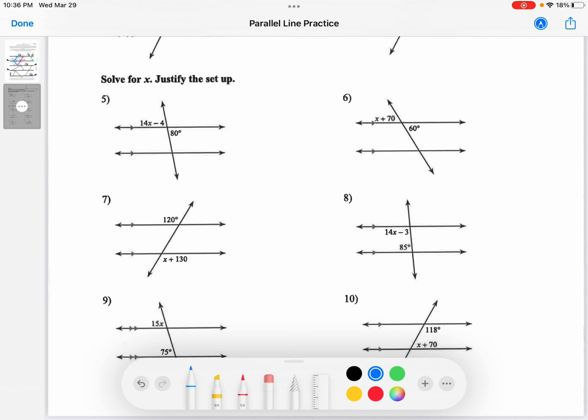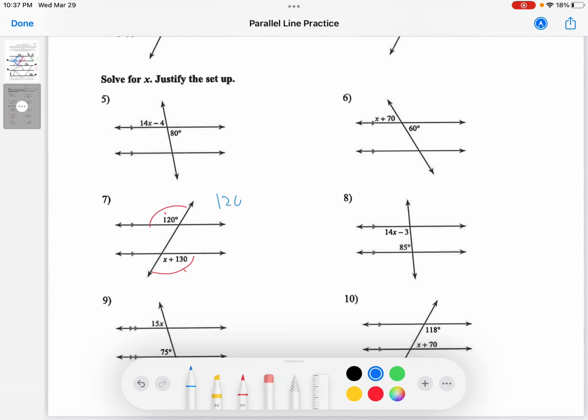Now, for 7, we know that this angle and this angle, they're both going to be the same. You can get that either by the fact that they look the same, right? Big angle, and big angles will always be equal to big angles, or you can look through your notes and recognize these are alternate exterior angles, and your notes will tell you that alternate exterior angles are congruent. So let's set up our equation.